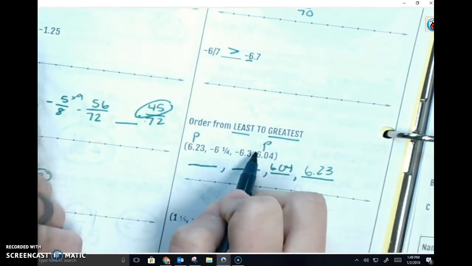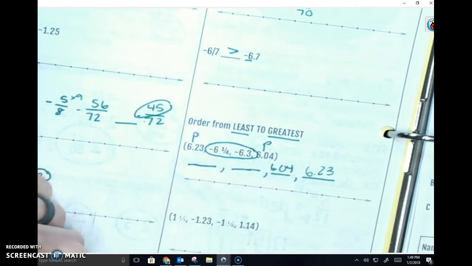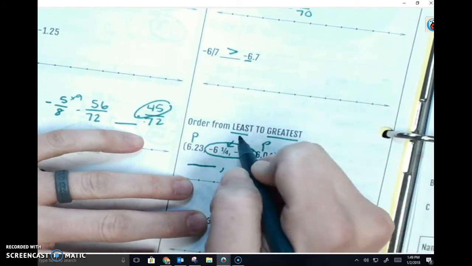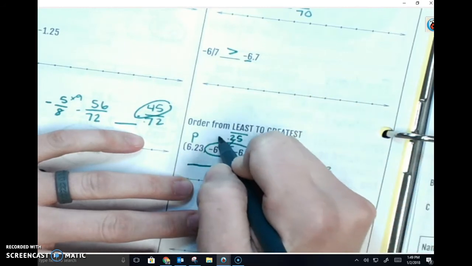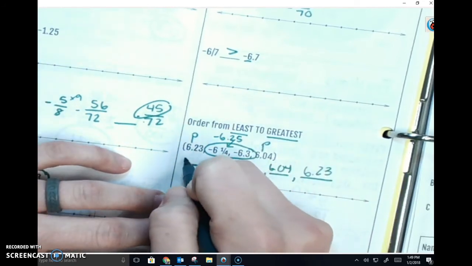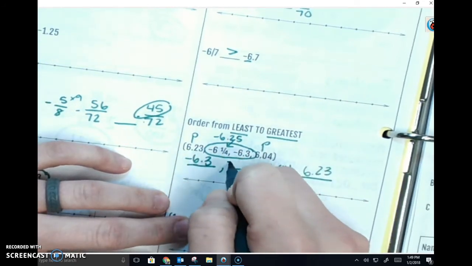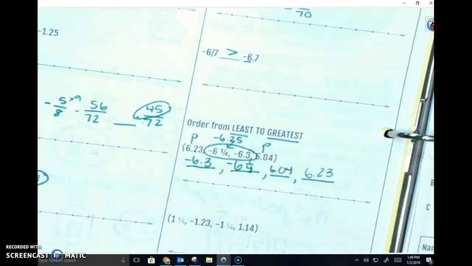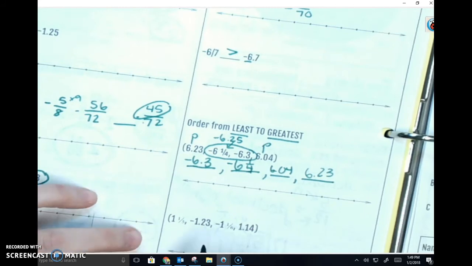Now I'm going to take a look at these two because they're negative. I know, because I have it memorized, that 1/4 is 0.25, so we have negative 6.25. The smallest number, therefore, is negative 6.3, and then we go into negative 6 1/4. Always rewrite them with the original number, not what you changed it into. So let's take a look at this next one.